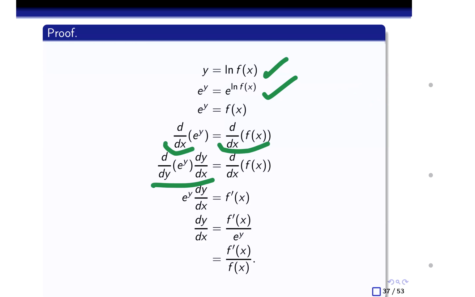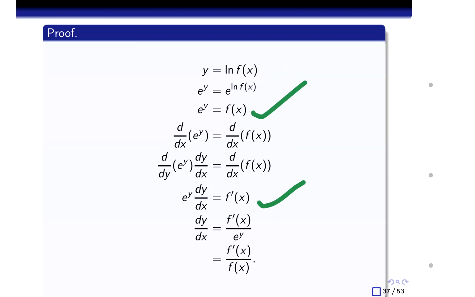So d dy of e raised power y, when you differentiate an exponential function, it remains the same. D dy of e raised power y is still e raised power y, and then you have this dy dx. That's why you have this. And d dx of f of x is f prime of x. So you get this now. So you now have dy dx equals f prime of x all over e raised power y. And don't forget, e raised power y is the same thing as f of x. So that means that dy dx is f prime of x all over f of x.